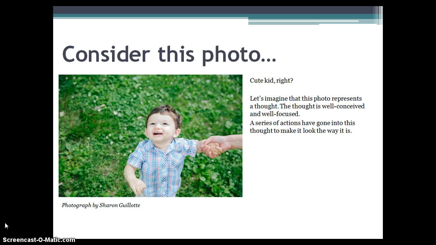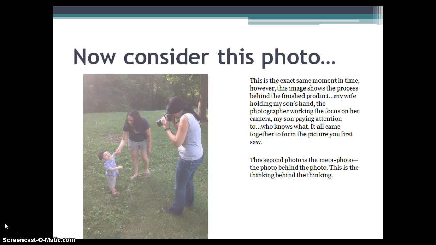So let's look at a second photograph. This is a photograph taken at the exact same moment in time from a different angle, from my iPhone. And we can see the process that's going into the photograph. We can see my wife holding my son's hand, the photographer checking her camera and checking her focus, and my son paying attention to who knows what. And this photograph, the second one, really represents what metacognition is all about. The photo behind the photo, the thinking behind the thinking.